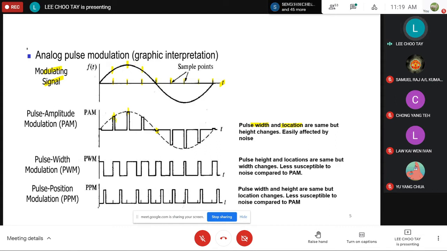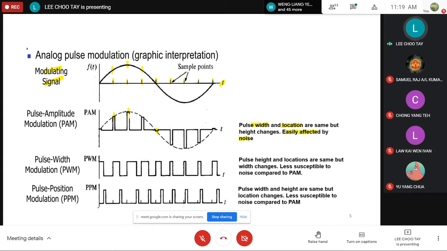And again, after learning the AM modulation techniques, we know that whenever the amplitude of the modulated waveform is used to represent the amplitude of the modulating signal, this kind of waveform or signal is easily affected by noise.